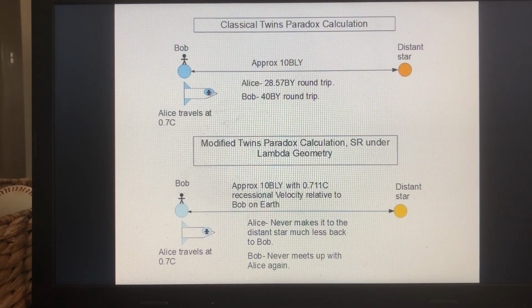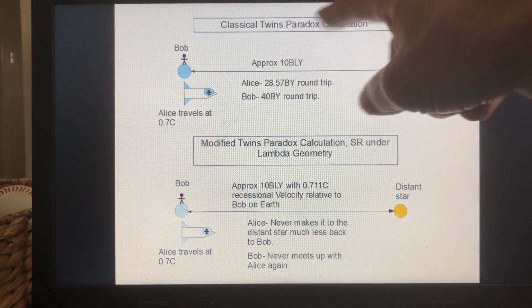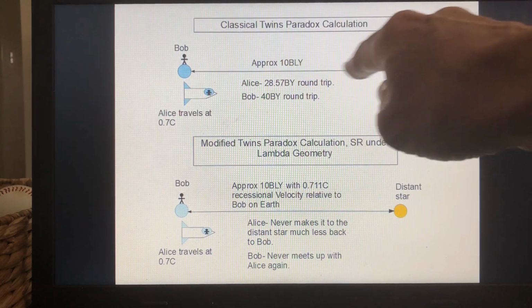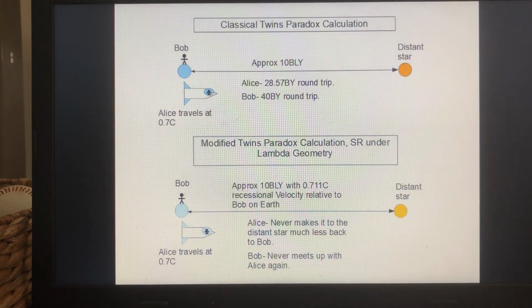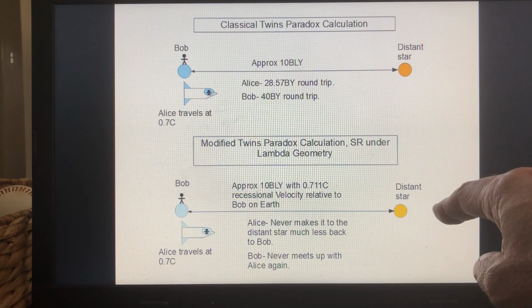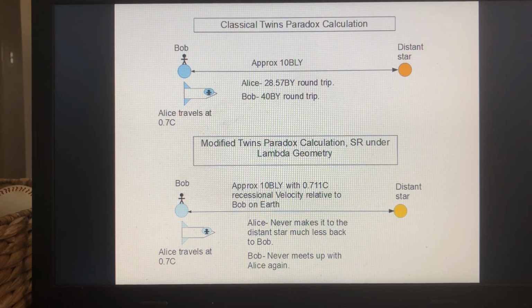So if you do the classical twins paradox calculation without dealing with dark energy, there's a big problem. With the classic one, we have 28.57 billion light years for Alice traveling at 0.7 c. Return trip, 40 billion light years. But the problem is, at this 10 billion light year separation, we have 0.711 separation. That means Alice will never make it to that star. That star will keep on receding, and Alice will never make it back to Bob. If Alice goes all the way out to where that star was and then tries to turn back around and make it back to Bob, she will never see Bob again. Alice and Bob will be forever out of contact with each other.